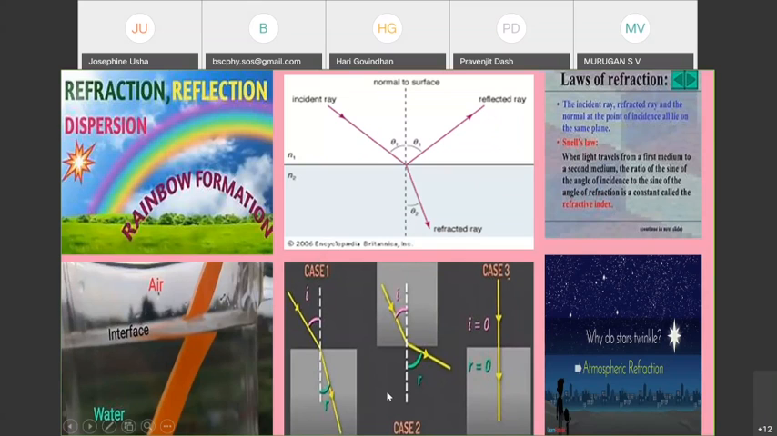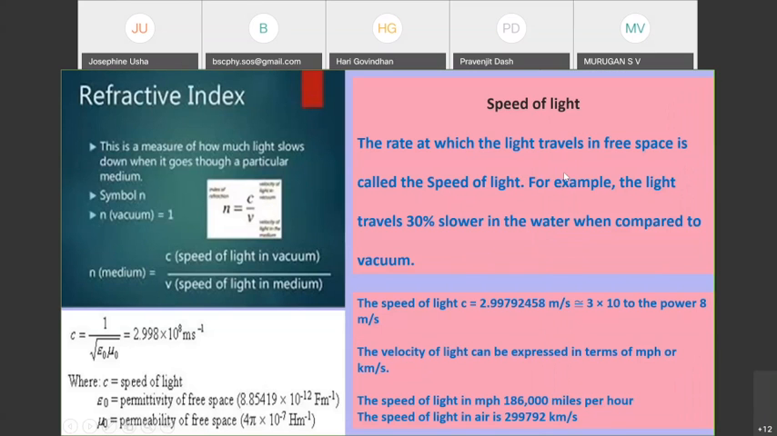Then the next thing is about the speed of light. Speed of light means we know what is meant by speed or velocity of light. The rate at which light travels in free space or vacuum is called the speed of light. Already I told you that light travels 30% slower in water when compared to vacuum. So this value is constant. It is denoted as C. Speed of light or velocity of light, C, is equal to some constant value.